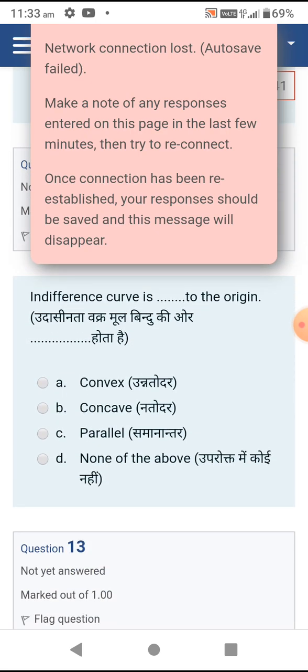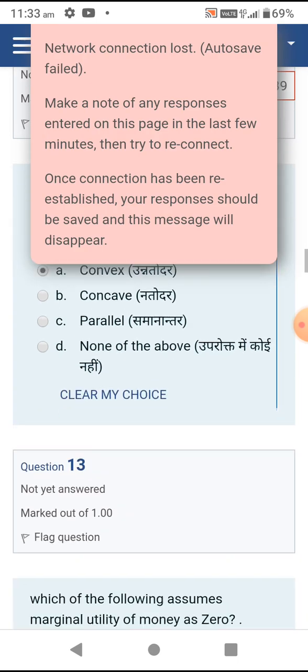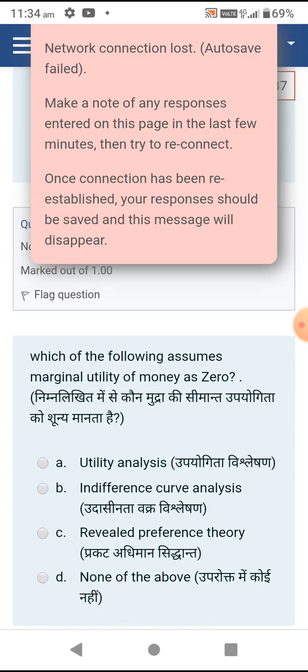Indifference curve is dash to the origin: convex. Which of the following assumes marginal utility of money is zero? Utility analysis, indifference curve analysis, revealed preference theory, none of the above.